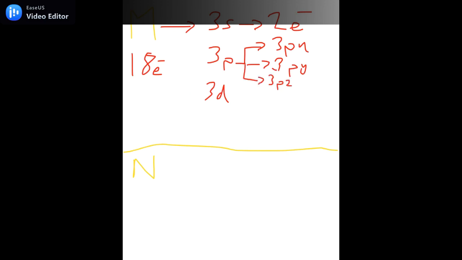Now the d subshell has 10 electrons, so therefore it has 5 orbitals. These 5 orbitals also have their symbols, but we don't have to learn them. So I'll just write that they have 10 electrons. So there are 2 electrons over here, 6 over here, and 10 in 3d. So they add up to 18 electrons.